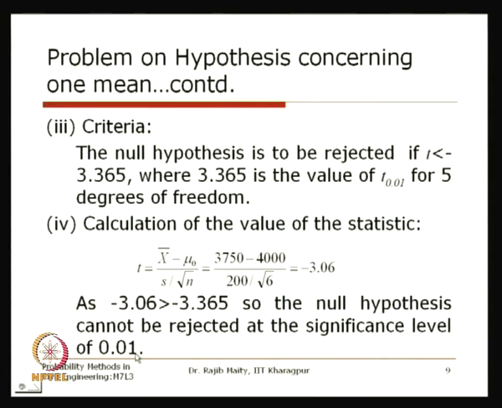So, we cannot claim, we have failed to prove, that this mean is really less than the specification, which is 4000 kg per centimeter square, even though the mean that we have seen for the 6 specimens is 3750.